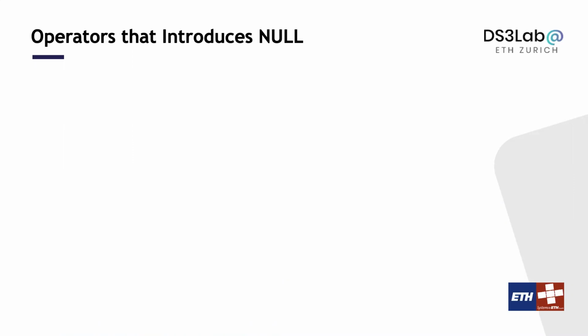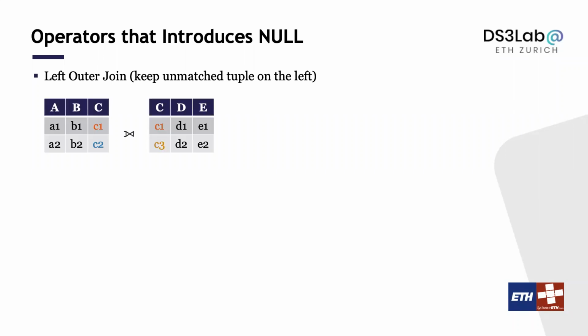Okay, so another interesting thing involving null is there are actually operators that can introduce null. One of those collections of operators is something that we call outer join. That's a different type of join. So there's left outer join and there's right outer join. Let's just go through them one by one.